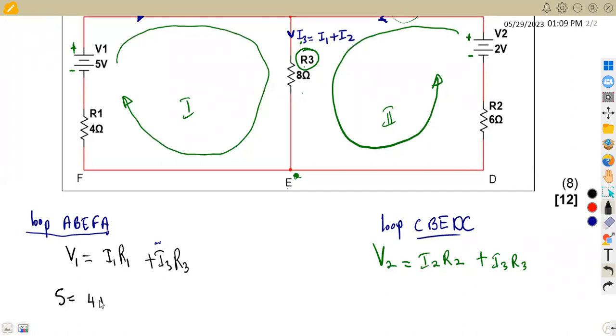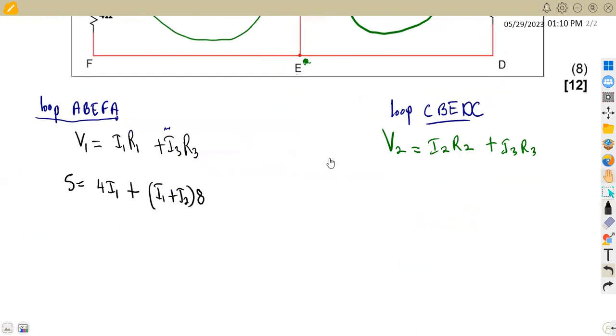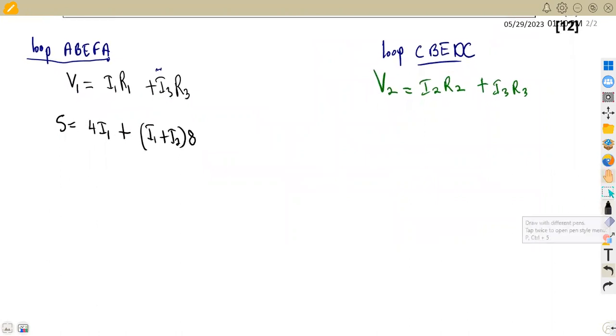So this is going to be 4 times I1 plus I3, which we said I3 is the same as I1 plus I2. So this is going to be I1 plus I2 times the resistor R3, and our resistor R3 is 8. So from this, we can expand and have the final equation. Okay, so let us expand.